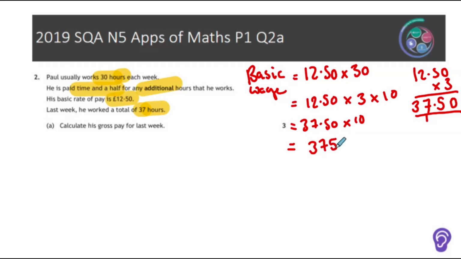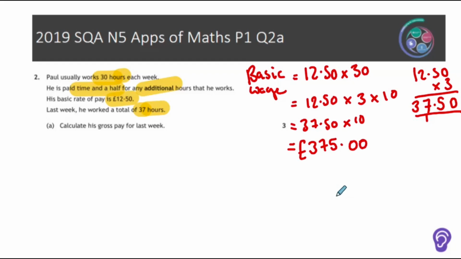becomes 375.0. Now, I don't have to write it as money now, as long as my end answer has my 2 decimal places and my pound sign, that's fine, but I'm just going to add it in anyway. So I've got my trailing 0 there and my pound sign.